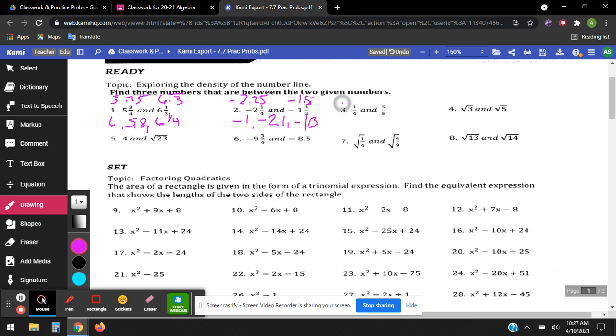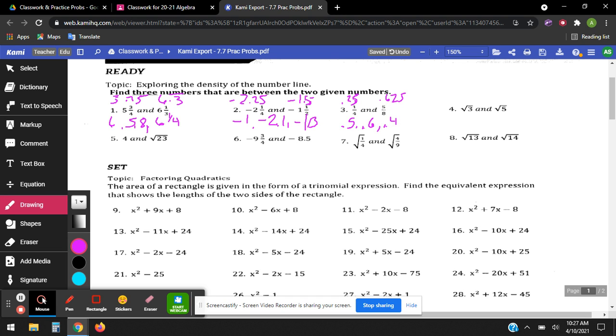Okay, 1/4 and 5/8. That's 0.25 and 0.625. So 625, 675. Just 625. Make that a 2. All right. So we have 0.5, 0.6, and we have 0.4.